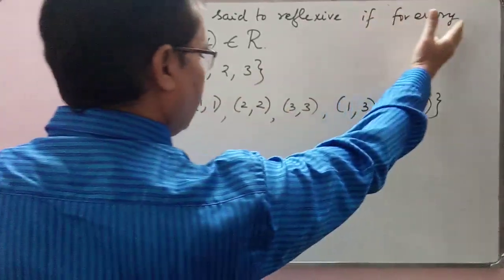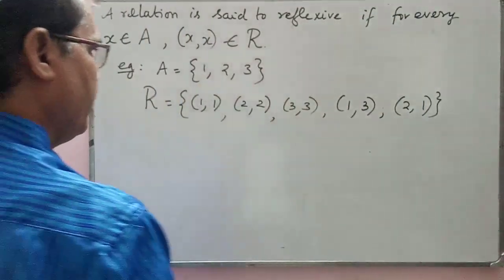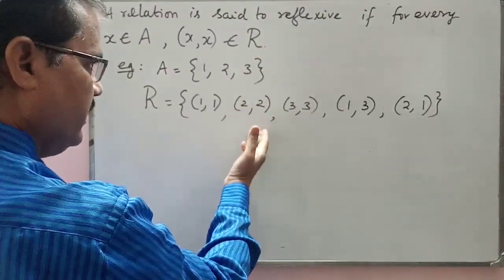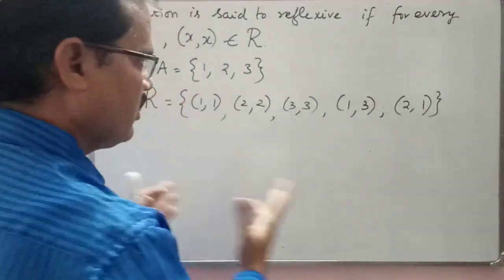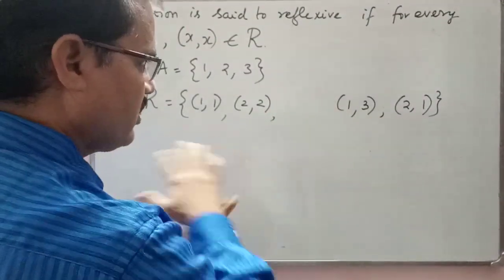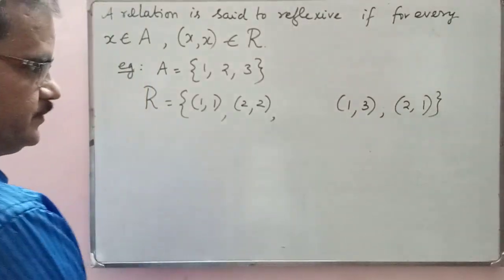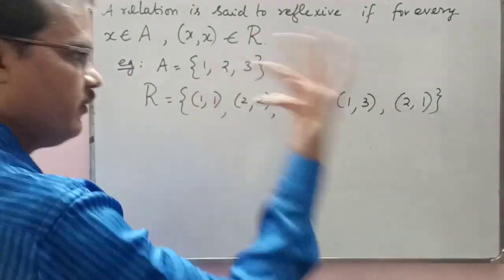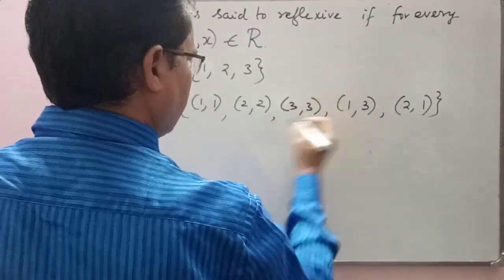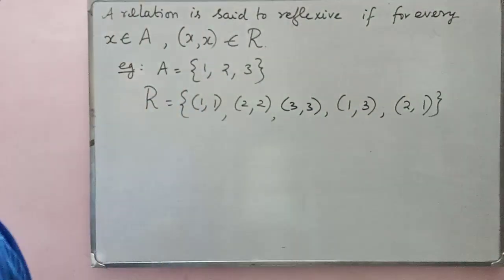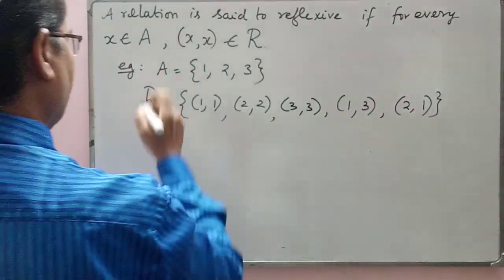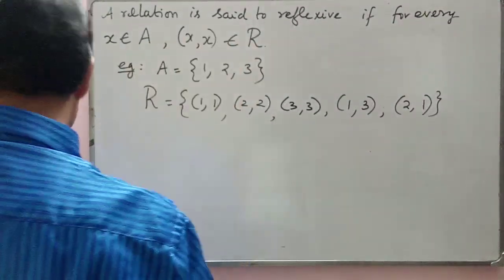That's why for every, this word is very important. So every element, if I have 4 and 5, then I should have 4 comma 4 and 5 comma 5 in the relation. Otherwise it is not called reflexive. If I don't have this 3 comma 3, I have these things, this is not called reflexive. So every element should have its reflection. So I hope you would have understood this very easily, right? So learning reflexive is very easy. Again, this is the set and this is the relation.